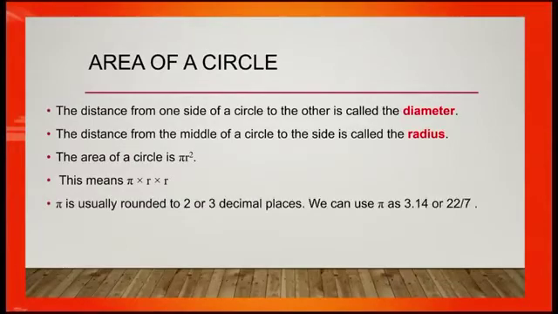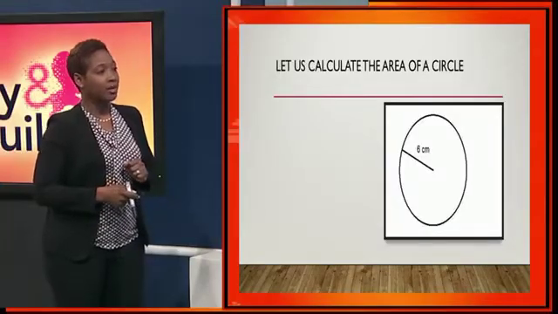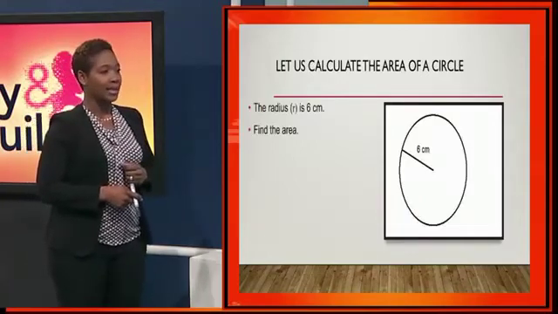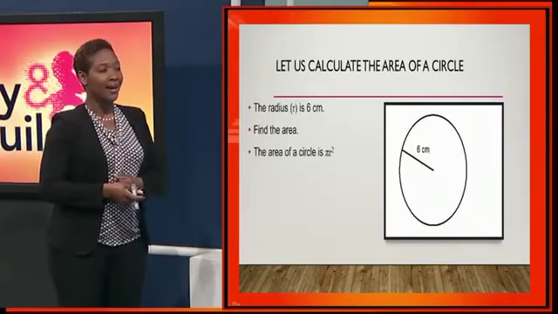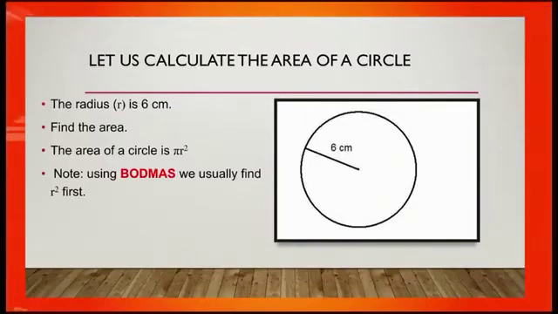All right. So pi is usually rounded to 2 or 3 decimal places. We can use pi as 3.14 or 22/7. All right? So just remember the value of pi is normally given. All right, so here we go. Let's calculate the area of a circle. So here we're given the value for the radius of this circle. The radius is 6 centimeters. All right, so let us look at how we'd calculate this. So the area of a circle is pi r squared. So we're pretty much writing out what pi r squared is, which is pi multiplied by r multiplied by r.